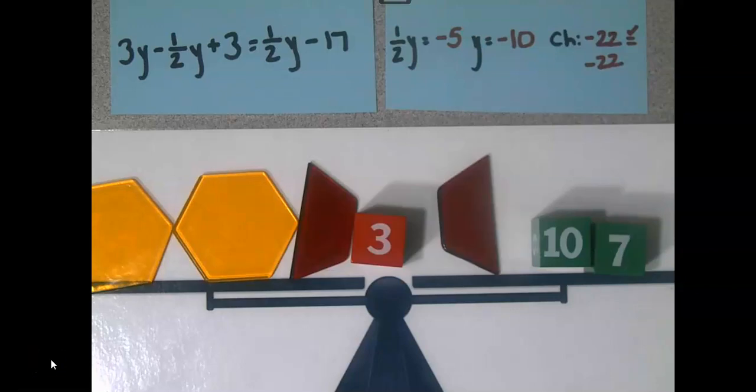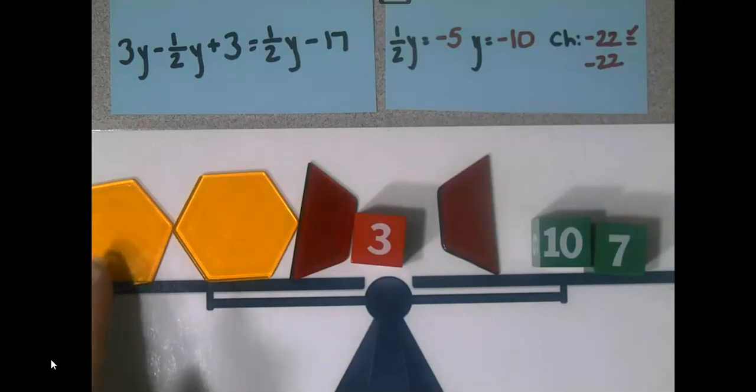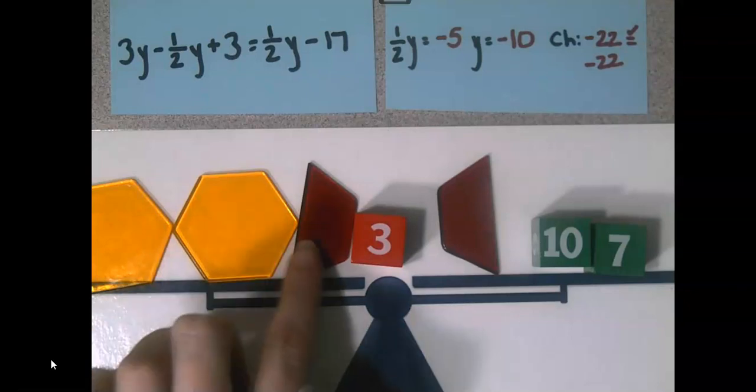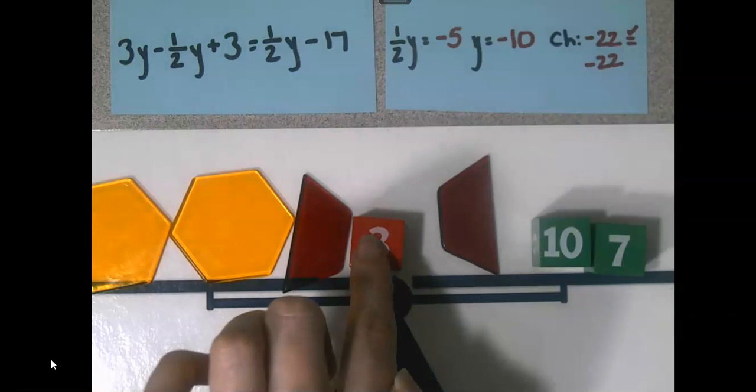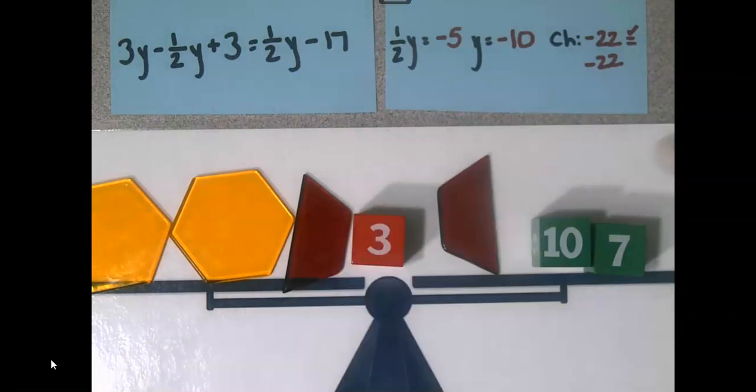So when I do my check, I see that my y is worth -10, so I have -10, -20, and -5 gives me -25. -25 and a +3 gives me -22. And on this side, I have -17 and a -5, which also gives me -22 for my check.